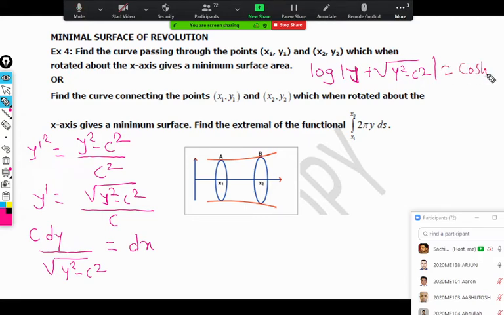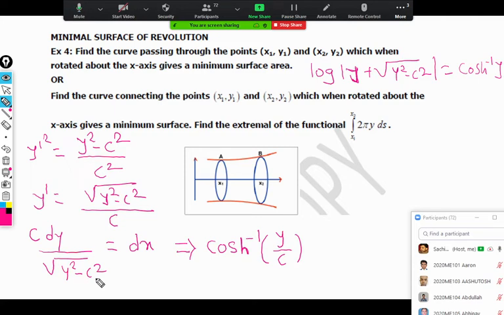Cos h inverse y by c actually, if c is there. So you can check this formula, but right now you have to remember one new formula, or you can add one more formula in your prerequisite list. Integrating both sides, the integration of the left hand side is simply cos h inverse. Cos hyperbolic function is not part of your syllabus, so we will not go into detail. Just remember this: cos h inverse of y by c is the integral.